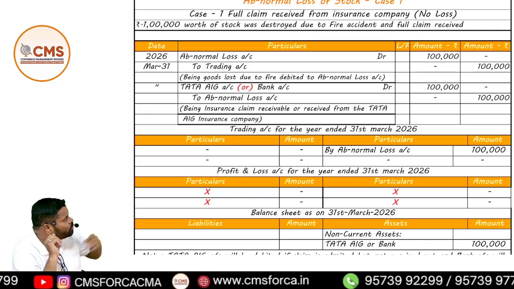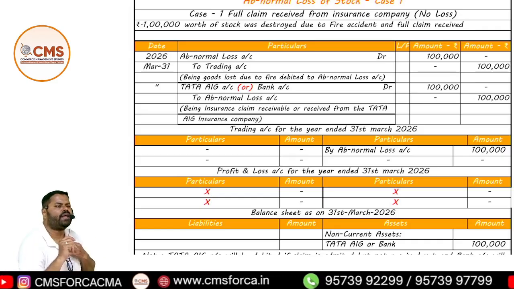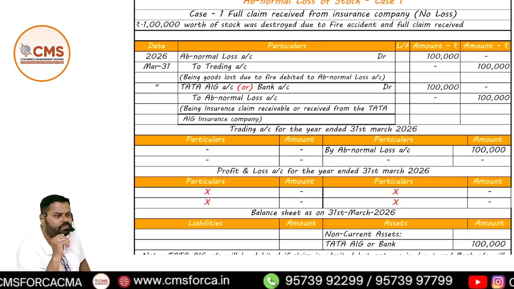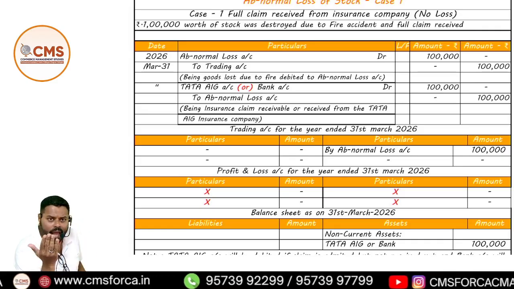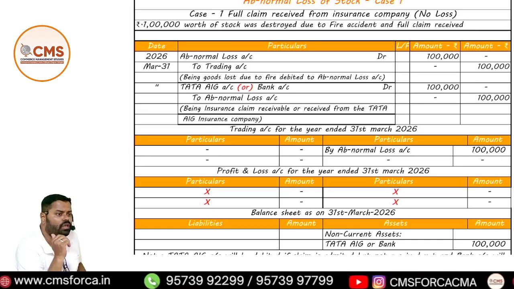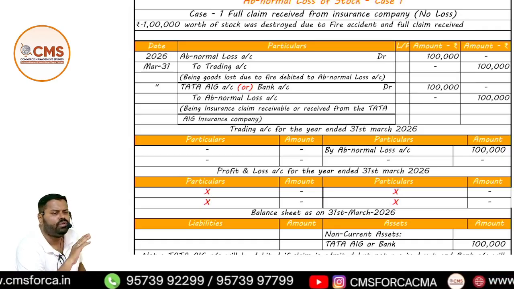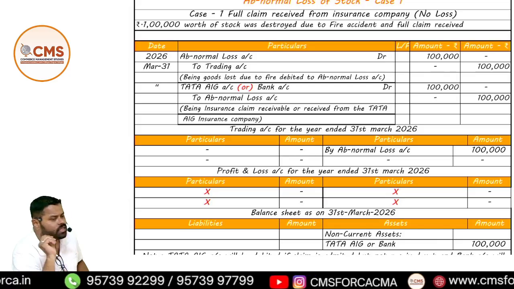Now, what are abnormal losses? These are like accidents, never expected things. Fire accidents will happen, or accidentally something falls on the stock. So you never anticipate them. Some sort of accident will happen.